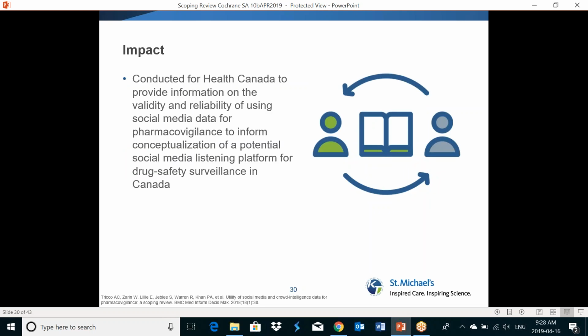So we conducted the study for Health Canada. So this is our regulatory health agency in Canada. And this was to provide information on the validity and reliability of using social media data for pharmacovigilance. So this would be patients who are reporting adverse drug events through Twitter and other social media sources. And this is actually informing the conceptualization of a social media listening platform that might be used in Canada in the future.